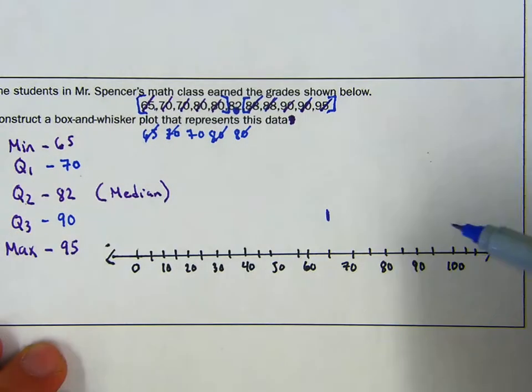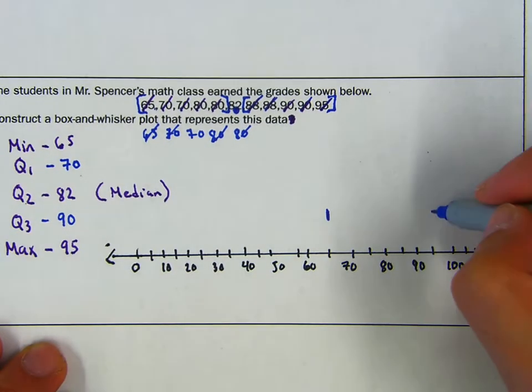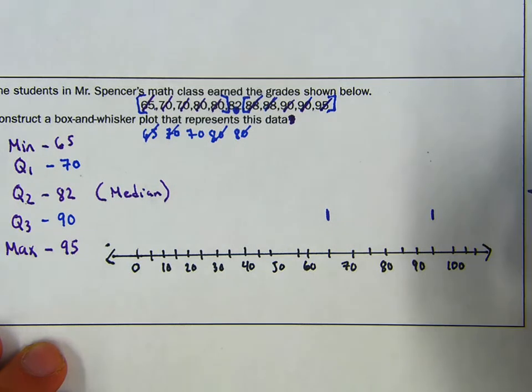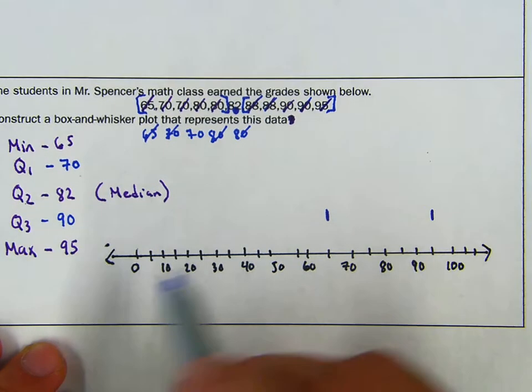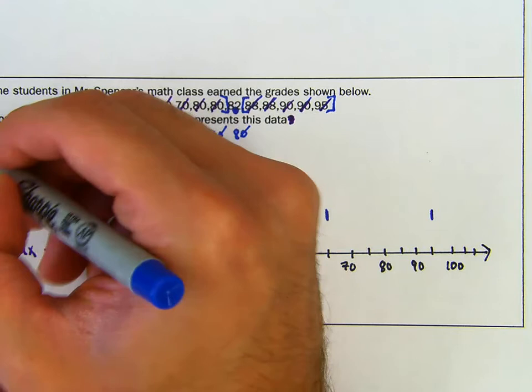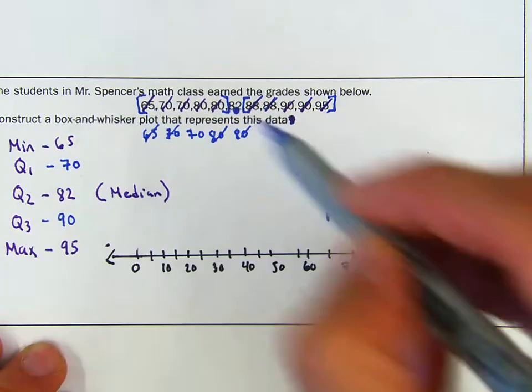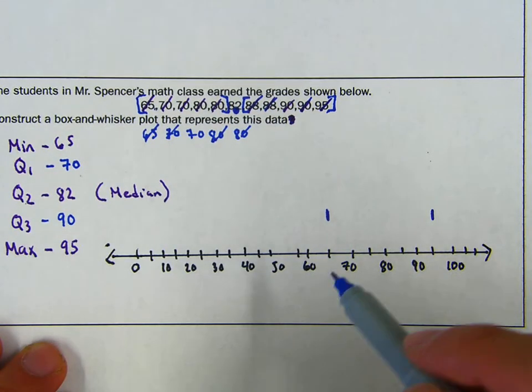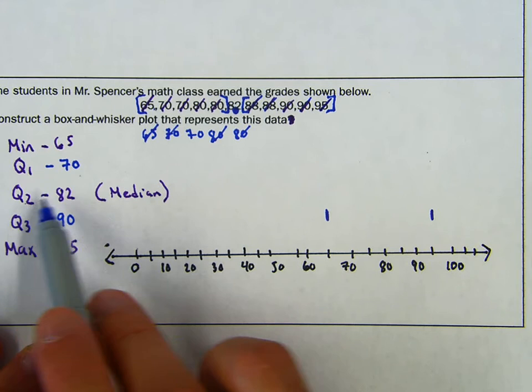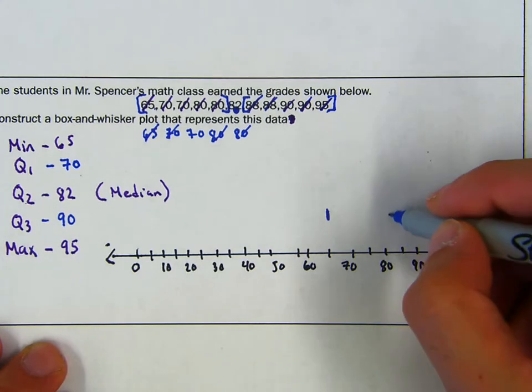What's the second thing I do? The max. Where is my max? 95, somewhere here. Now, where is my third thing I do? First I do this one, then I do this one. Where is my Q2? Q2 is 82, so that's somewhere here. And I could draw another line here.